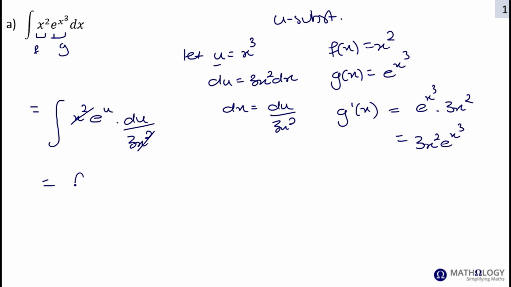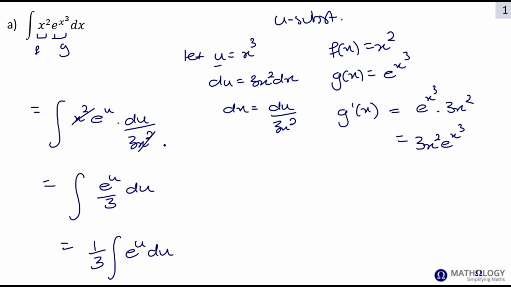So we have the integral of e to the u divided by 3 du. We can take the third out because it's a constant value. So we'll have the third times the integral of e to the u du. Okay, so that equals the third. The integral of e to the u is the function itself again. So we'll have e to the u, and we have to add the constant of integration plus c.